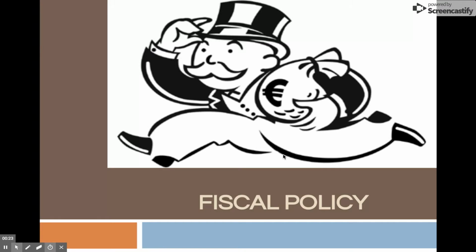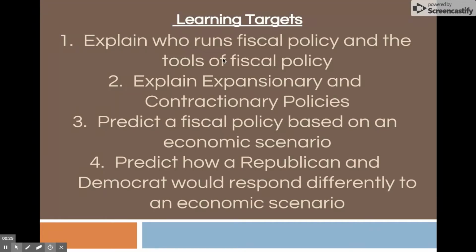So we're looking at fiscal policy and we're trying to figure out who runs it, how do we expand and contract our economy, how do we decide how we should fix the scenario, and then how does a Republican or Democrat respond differently to the same scenario? Believe it or not, they're both trying to do the same thing. They just have completely opposite ways of doing it.